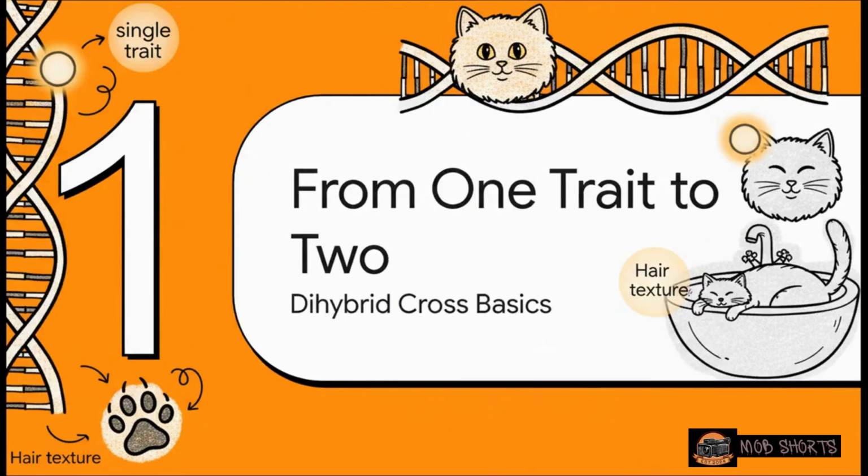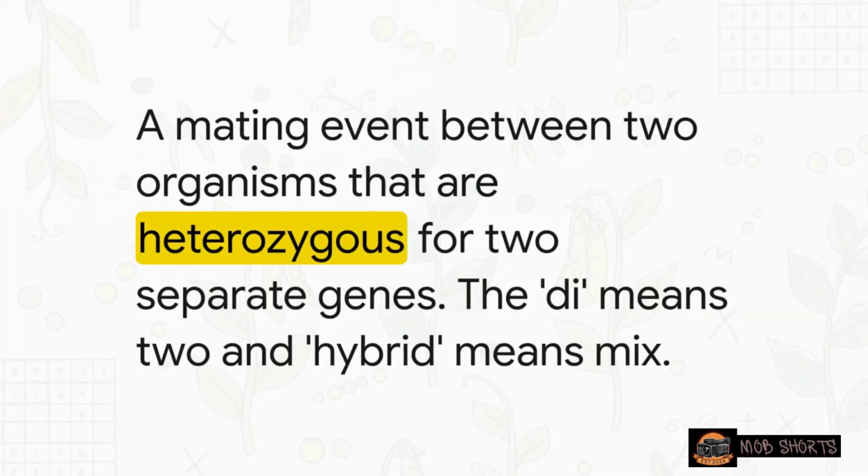So what's the big deal here? Well, that simple little grid tracks just one thing, a monohybrid cross, right? Just one trait. The dihybrid cross, though, lets us follow two traits at the same time. And for our example today, just to make it fun, we're going to track two things about a cat, its hair and its weird, peculiar love for sitting in sinks. Why not, right?